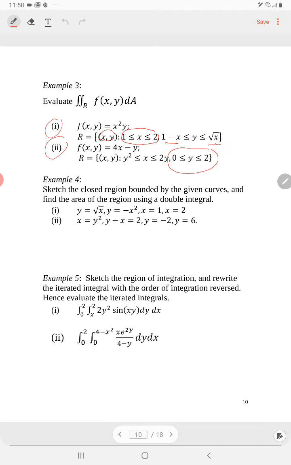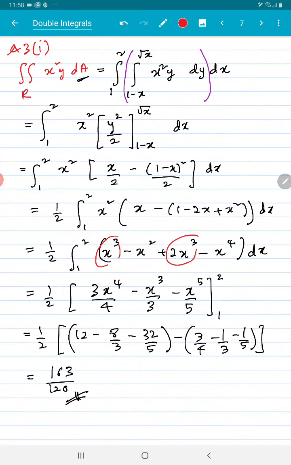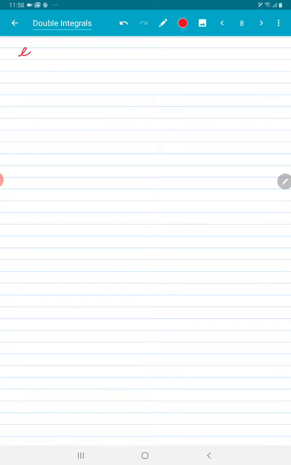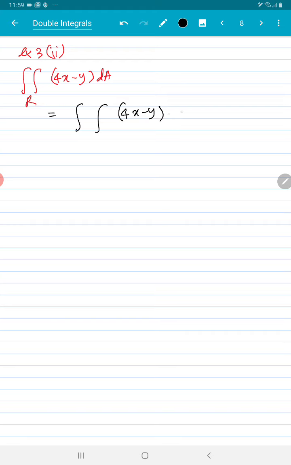So in this case, we have to integrate with respect to x first and then with respect to y. Here the function is 4x minus y. So this is example 3, item 2. We want to integrate our function over our region R, but our region R is given as a set of points x, y where y is from a constant to a constant. So the order should be dx first and then dy.